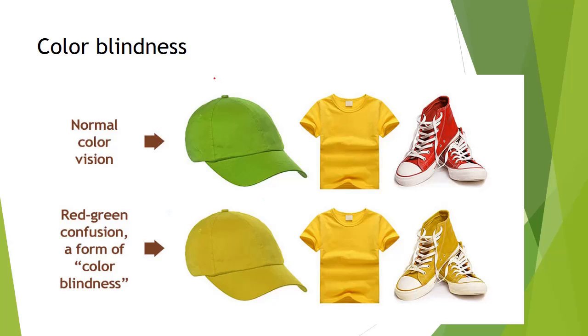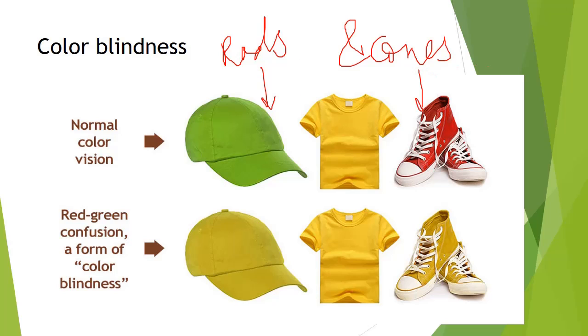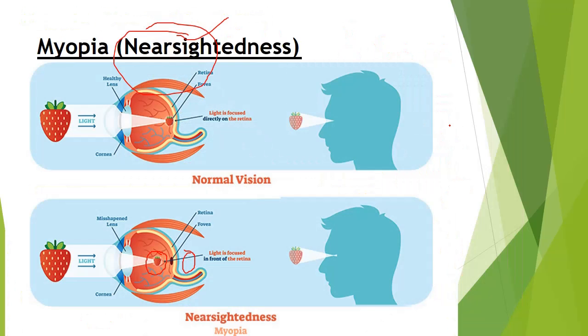Then there is color blindness. Here the concept of rods and cones comes in. So what are rods and what are cones? The rods and cones are both photosensitive cells. The rods actually see black and white only, whereas the cones can see all types of colors. And the cones are situated in the fovea.